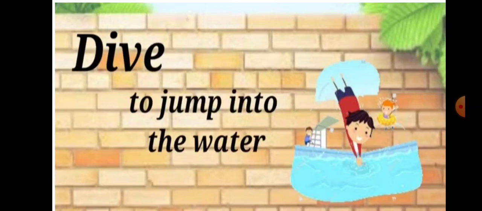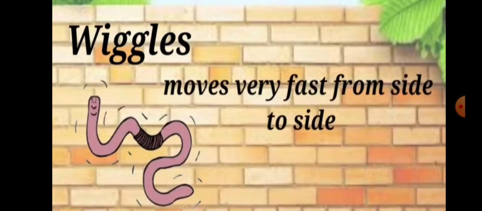Next is dive. D-I-V-E, dive. Dive means to jump into the water. See in the picture, the boy jumps in the water. And the last one is wiggles. W-I-G-G-L-E-S, wiggles. Wiggles means moves very fast from side to side. The earthworm wiggles means the earthworm moves very fast from side to side.